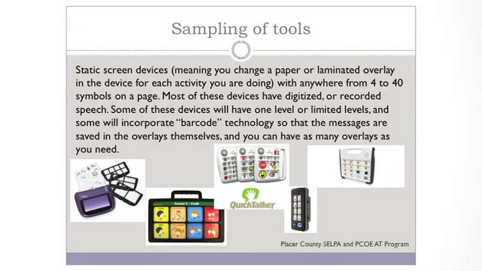This is just a sampling. This is probably one of the areas of devices where we have the most options out there on the market. There are lots and lots of tools that support students at this level. They're typically static screen, meaning that you change a paper or laminated overlay in the device for each activity you're doing, and they can have anywhere from 4 to 40 messages typically on a screen. Some devices allow you to change that subset as you move along. Some are more specific at one set of numbers of locations.